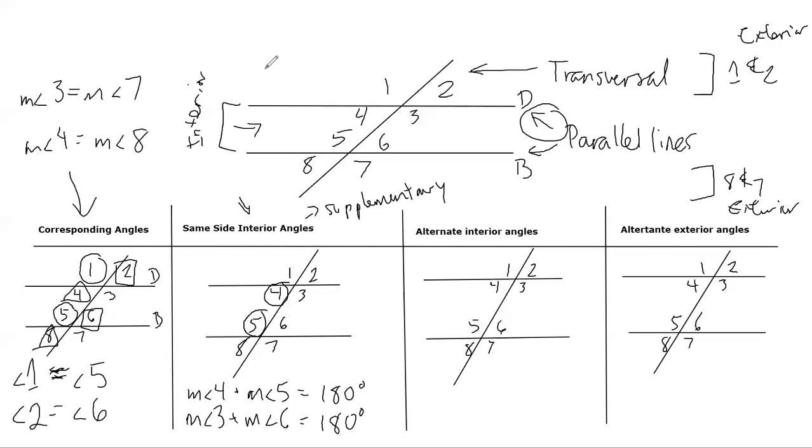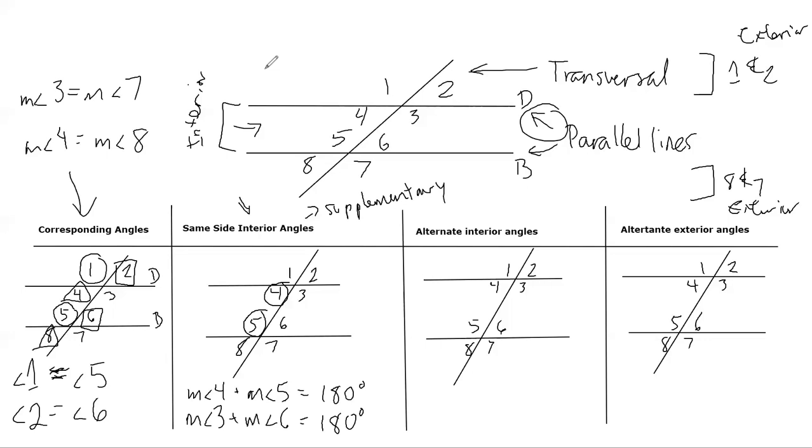Now let's look at alternate interior angles. Now remember, the key word here is alternate. Alternate means they're on the opposite sides of the transversal, right? So why don't we look at angles that are on the opposite side of the transversal from each other? Before we get started, I need to make a distinction here.